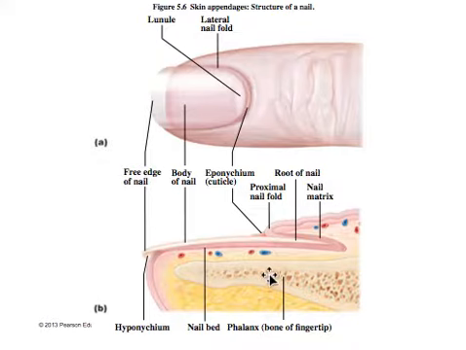And I think the only thing I really wanted to point out here, there's a number of different structures you can take a look at if you're interested. There's a few pages in the book on nails, but if you look down here, this is your nail matrix. This is where your nail is actually grown from. So it actually starts back kind of below the proximal nail fold where you kind of see the end of your nail, and the nail is born further back than that. And that's going to be important for a case study we're going to do in class.